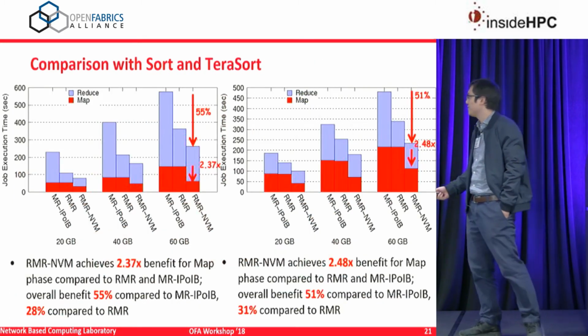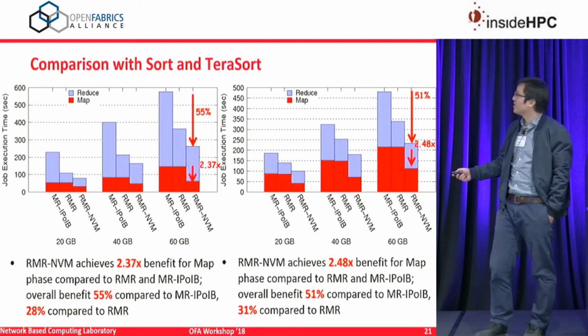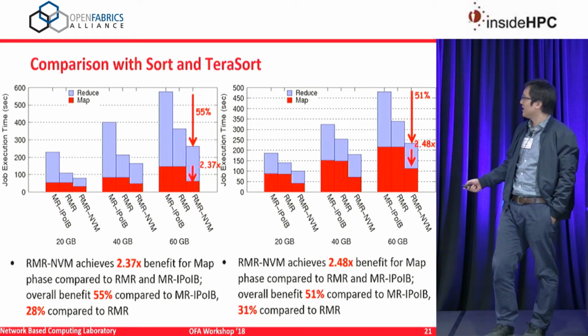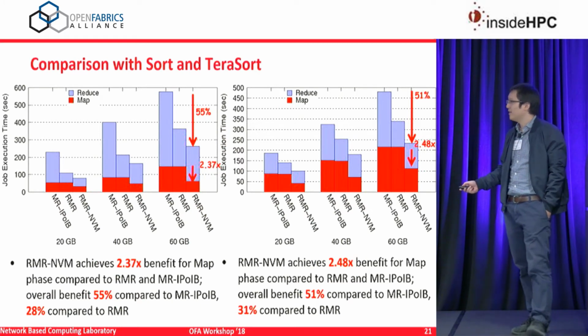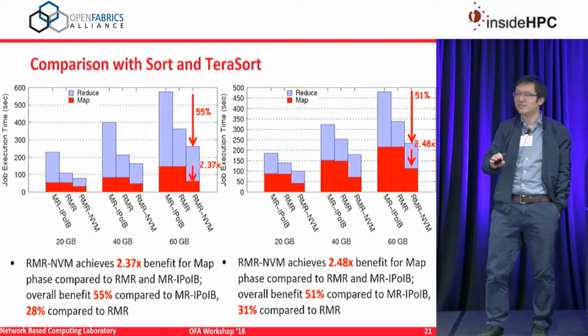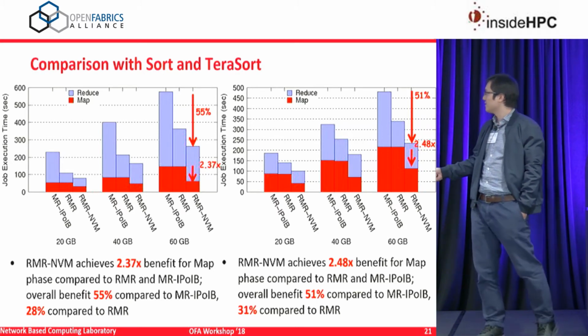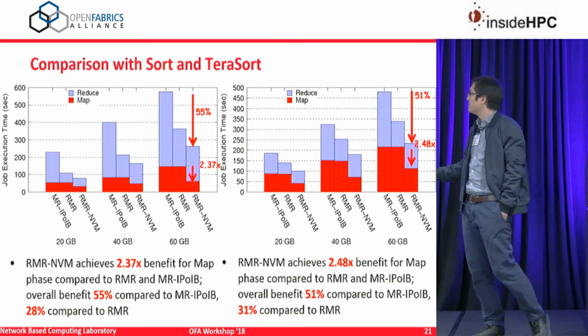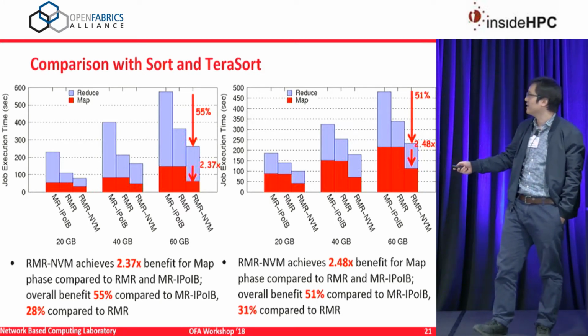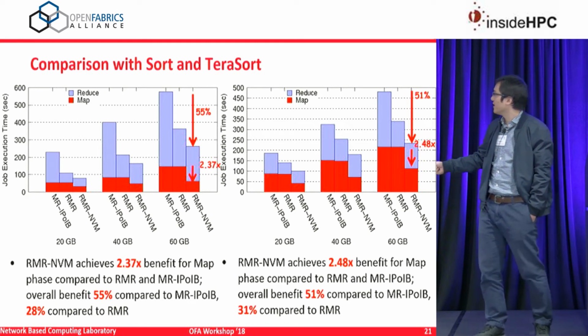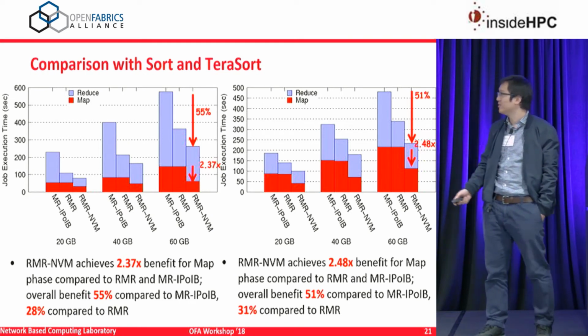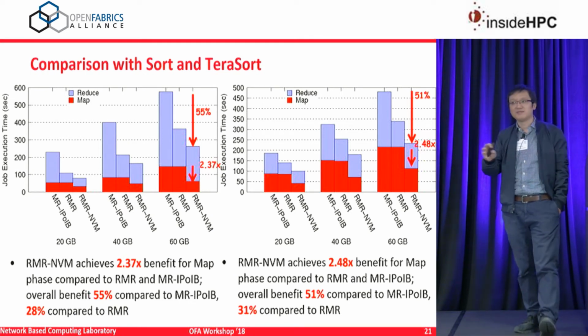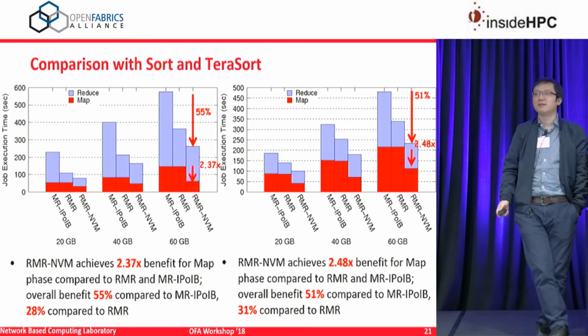Let me show you some of these numbers. We run Sort and TeraSort with different data sizes. We compare different schemes like default MapReduce over IPoIB and RDMA-based MapReduce with DRAM, and then the scheme we proposed, NVRAM-aware RDMA in MapReduce. We see very good performance speedup, like 55%. Here, in the map phase, we can reduce time by 2.3x. Those are the kinds of benefits you can achieve in MapReduce.